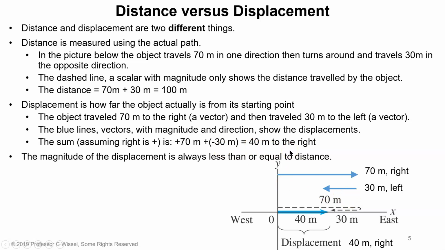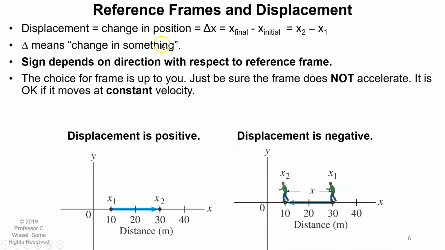You have displaced 40 meters to the right. The magnitude of the displacement is always less than or equal to the distance. Displacement is the straight line distance that you've traveled from the beginning to the end. So displacement is change in position, and we can say that as delta x, and that'd be x final minus x initial. Remember, it's always final minus initial.